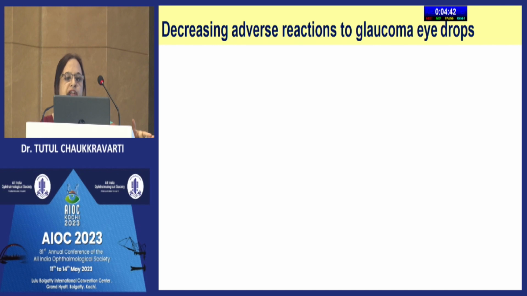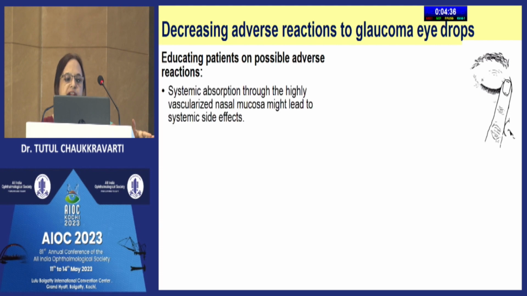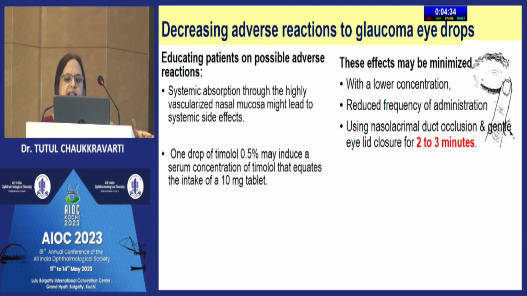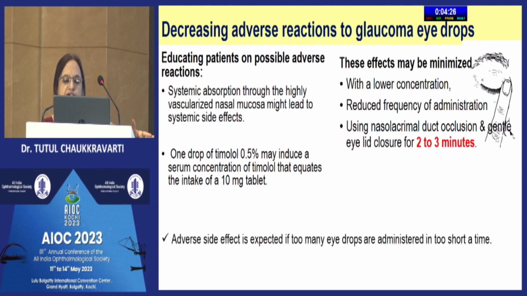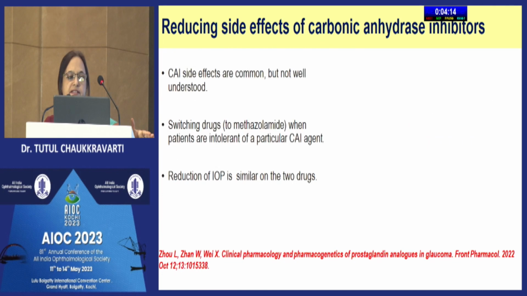Now, how to decrease the adverse reaction to glaucoma eye drops? First, educating the patient on possible adverse reactions. These effects may be minimized with a low concentration, reduced frequency of administration, using nasolacrimal duct occlusion and gentle eyelid closure for 2 to 3 minutes. Now, adverse side effects are expected if too many eye drops are administered in too short a time. If eye drops spill during administration, the risk of blepharitis and eyelid pigmentation increases.